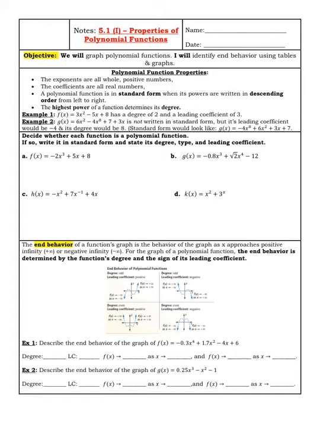Hey there everyone, welcome to Chapter 5, Section 1, Properties of Polynomial Functions. Let's go over what it means to be a polynomial function.